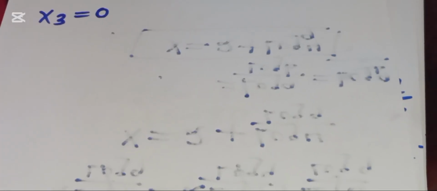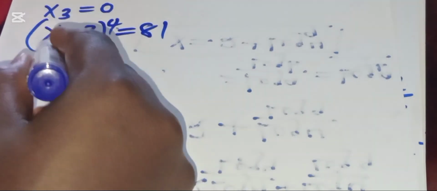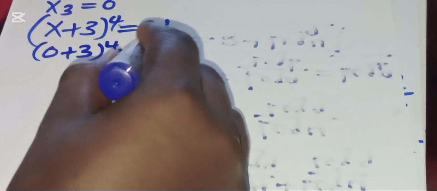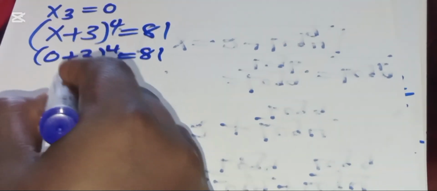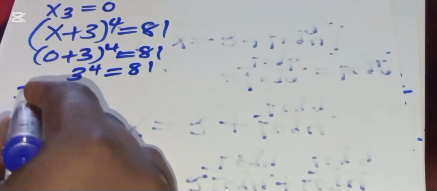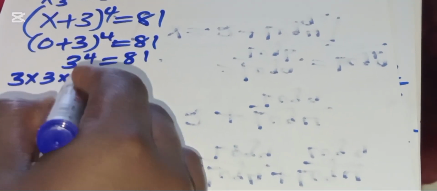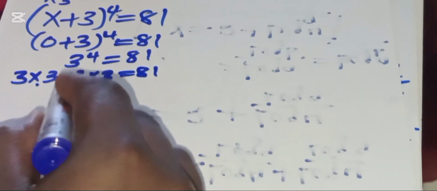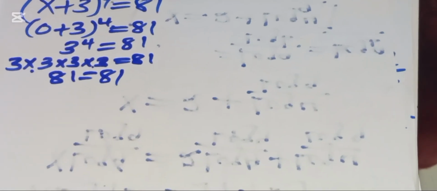So let's verify x3. Our equation is x plus 3 raised to power 4. This is supposed to give us a value of 81. Now from what we have, this is 0 plus 3 raised to power 4. This is supposed to give us 81. Now we have 3 raised to power 4, which is equal to 81. 3 raised to power 4 is the same thing as 3 times 3 times 3 times 3, which is equal to 81. So this is 9 times 9, which is 81. And that affirms that x3 satisfies the equation.